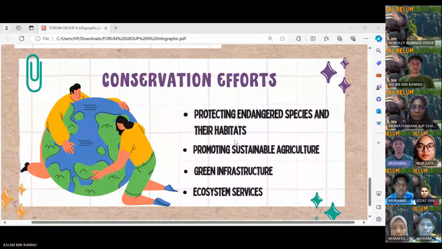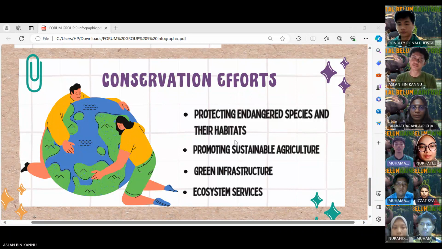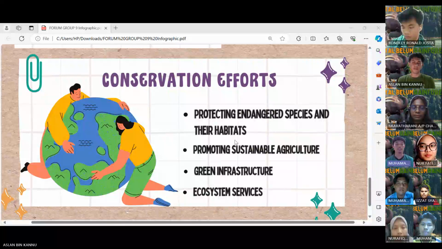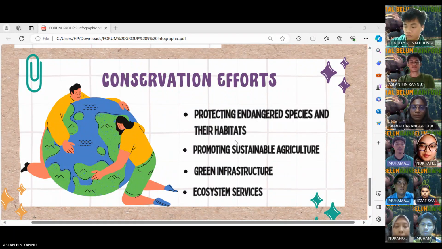Next, green infrastructure. Developing green infrastructure such as parks, green spaces, and urban gardens can help improve air quality, provide habitat for wildlife, and promote mental health and well-being. And last but not least, ecosystem services. Ensuring the provision of ecosystem services such as water purification, erosion and flood control, and carbon storage can help maintain the health and resilience of the ecosystem.